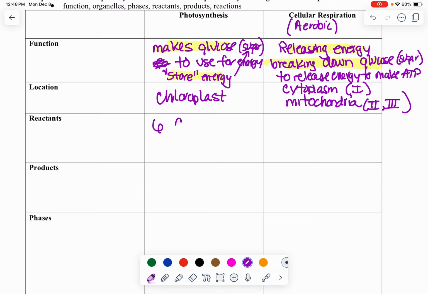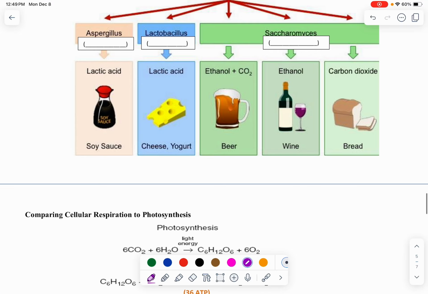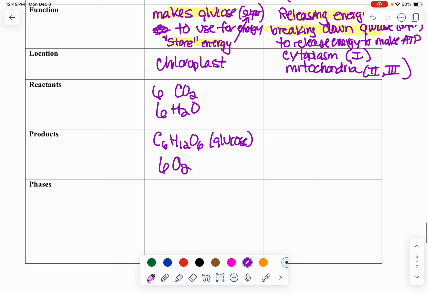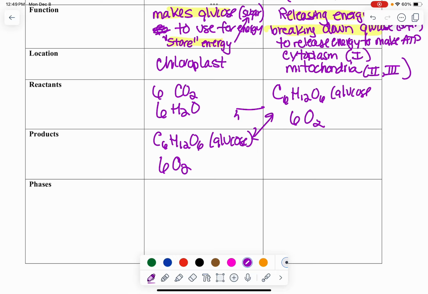The reactants here are 6 carbon dioxide and 6 waters, and the products are glucose. Do you guys know that's glucose by now? And 6 oxygens. You can see this back here if you just look at the equation. The reactants of aerobic cell respiration are glucose, it's the opposite, and 6 oxygen. So remember, the reactants of one are the products of the other. If you want to memorize respiration or photosynthesis, the other's backwards.